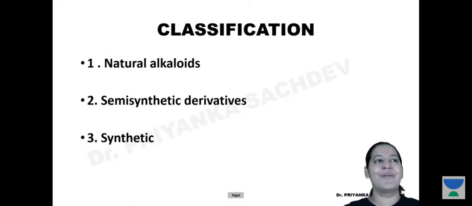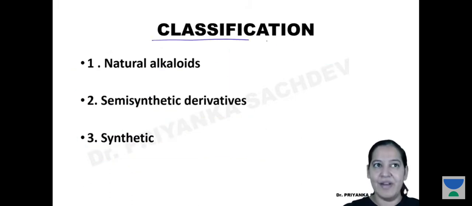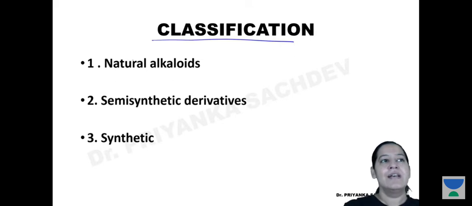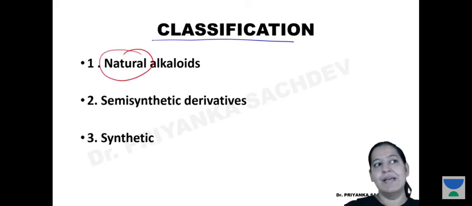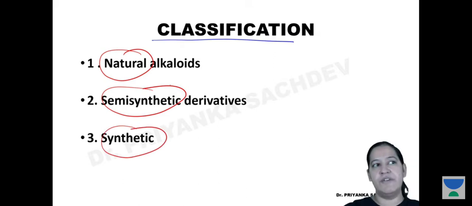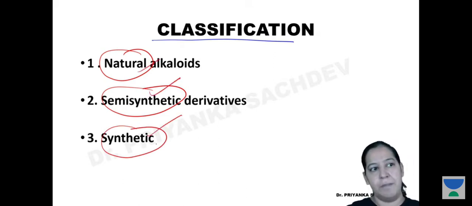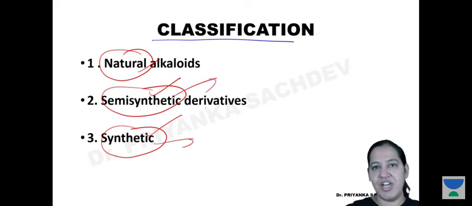So here you can see I divide anticholinergic drugs into three categories. Some of them are natural alkaloids, some of them are semi-synthetic derivatives, and some of them are synthetic. You know the difference between natural, semi-synthetic, and synthetic. Synthetic is artificial, purely artificial. These are partially artificial, and these are natural. So this is a way to classify.